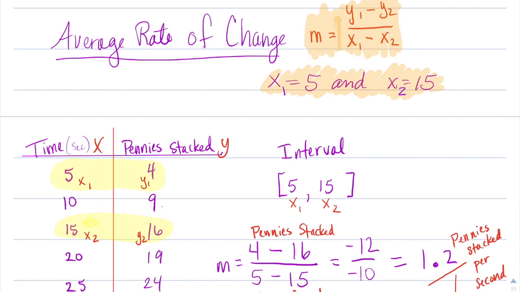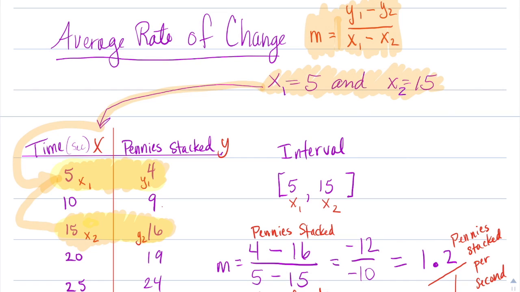So I'm going to go over to my table, and I'm going to find where x is 5. So here we go. I'm going to go over to my table, and x is 5 right here. And if I look next to x, I find that the y value for basically that ordered pair is 4. And then I look at my x2 value, or find my x2 value, which is 15. And then the corresponding y value is 16.